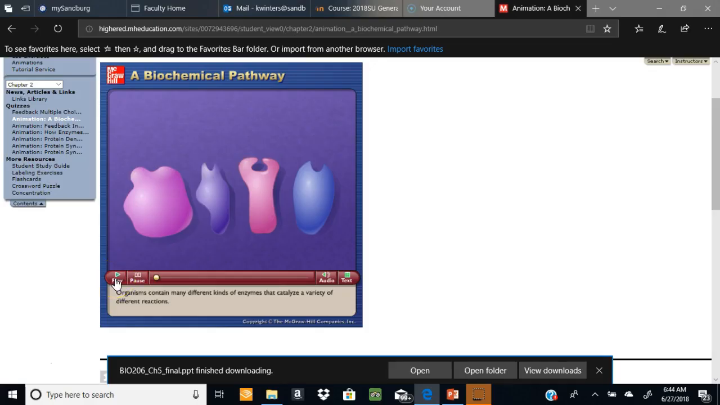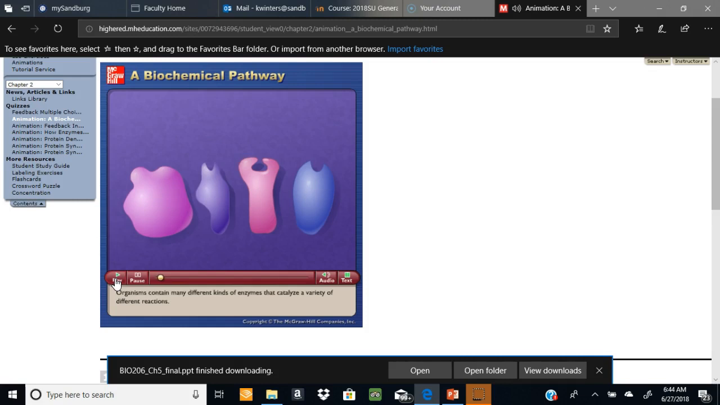I'm going to play you a video. This is a McGraw-Hill biochemical pathway animation that just kind of shows how a metabolic pathway works. Again, this is going to be a straight linear metabolic pathway. It's the easiest way to show the pathway.